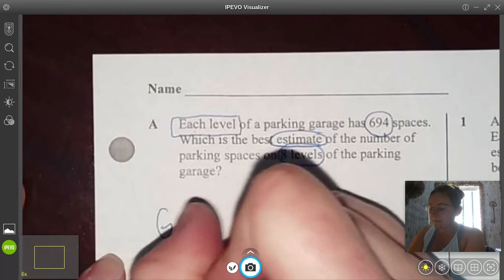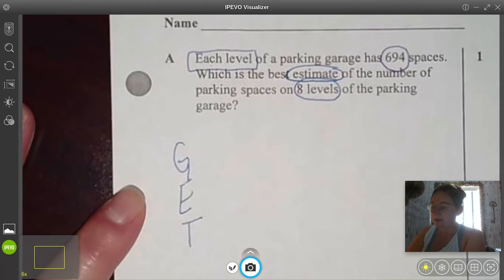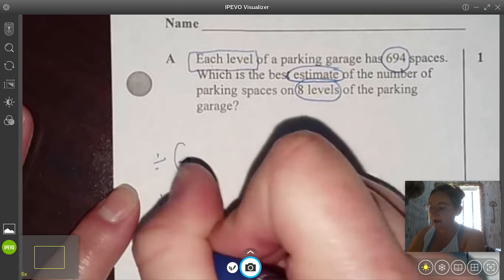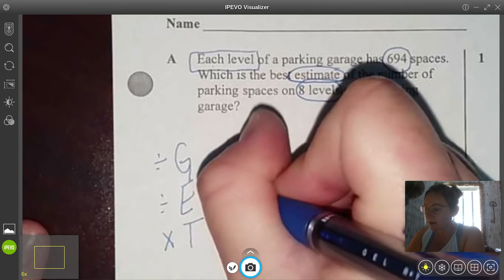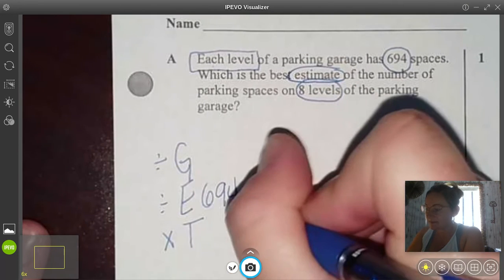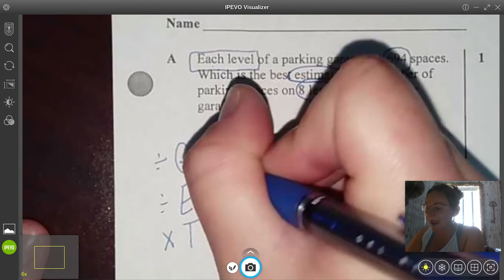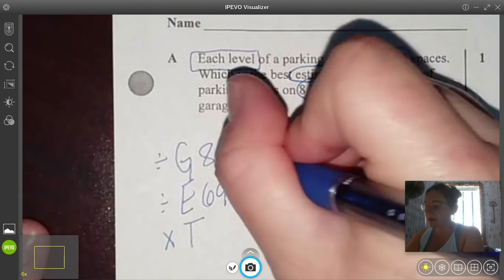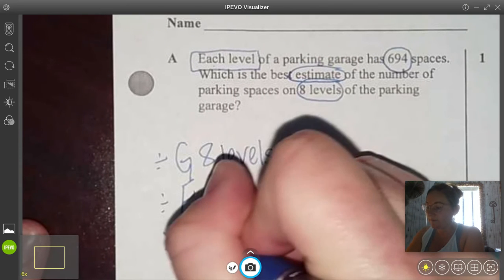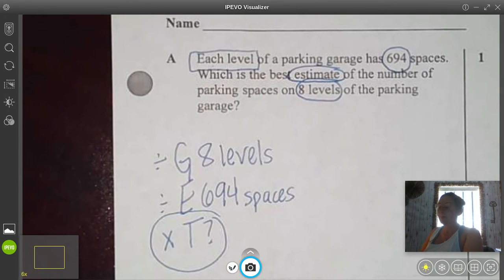So I use my get. Divide, multiply. I know that each level has 694 spaces. And I know there's going to be 8 groups of 694 because there's 8 levels in our garage, and we're solving for the total. Okay, so whenever you're rounding or estimating, the whole purpose of rounding estimating is to have easy numbers, right? So you're going to estimate first before you round.